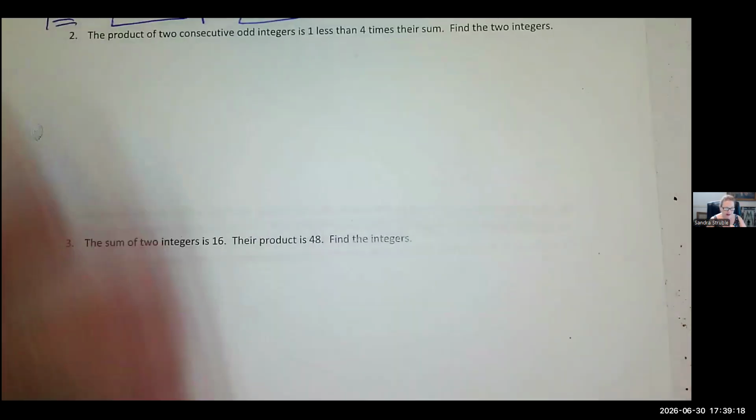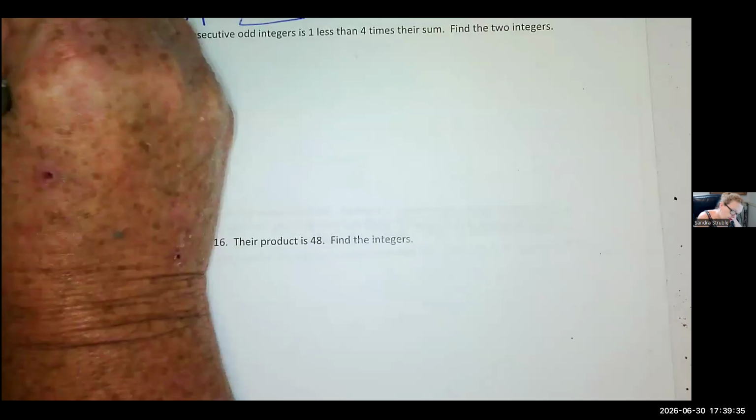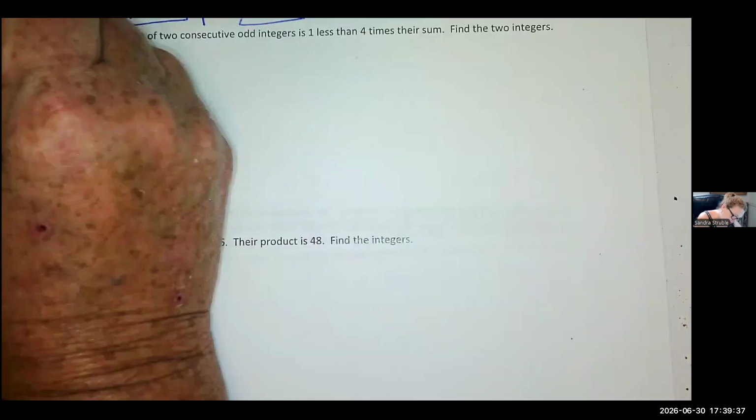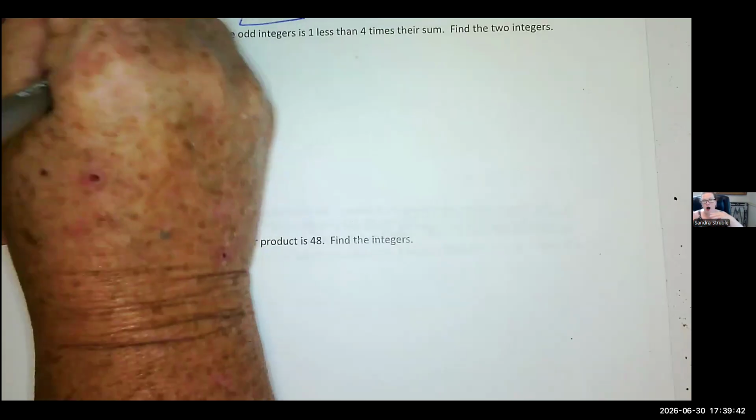So I need to stop right now. This problem can be solved using odd or even. No matter which of the two it is, you're going to use the same exact thing every time. So your first integer and your second integer. Your first integer, I always let be x. Again, you choose your variable. Your second one, whether it's odd or even.